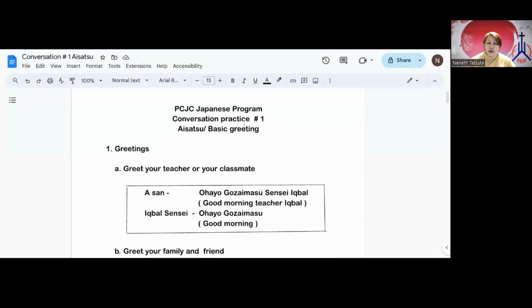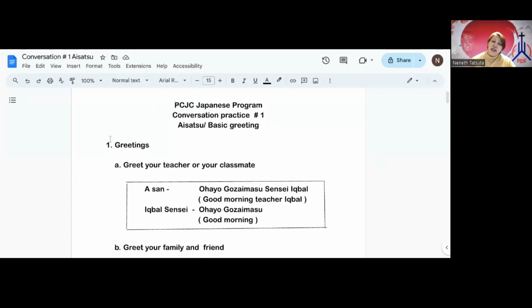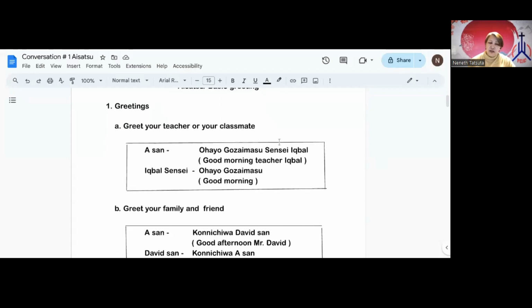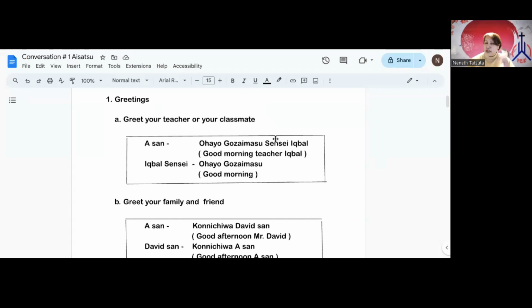So I have one conversation here. I'm going to send this again to all of you. You can use this, and I'm expecting that everybody will participate in the conversation. Okay, for example, this is conversation practice one because we already studied the Aisatsu, or the basic greeting. So this will be your conversation, for example, greeting your teacher or your classmates. So there is letter A and letter B.